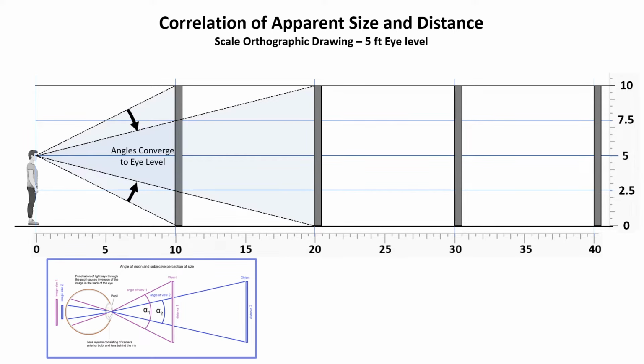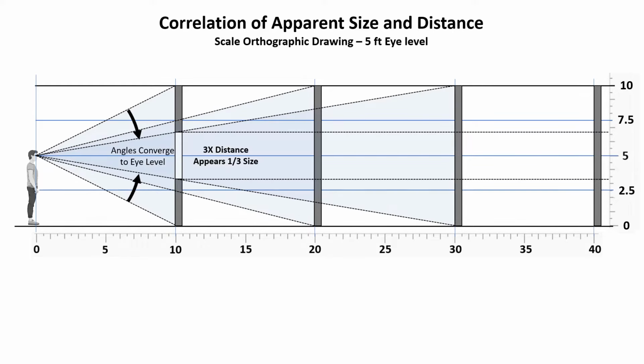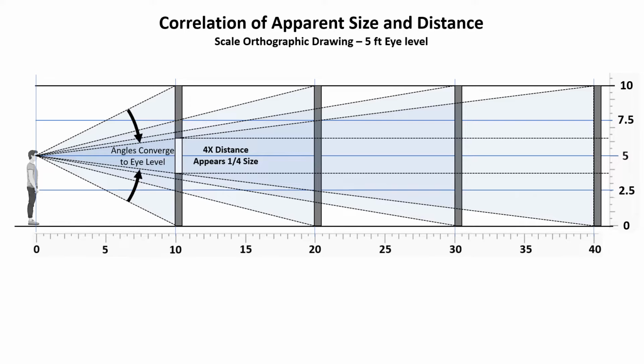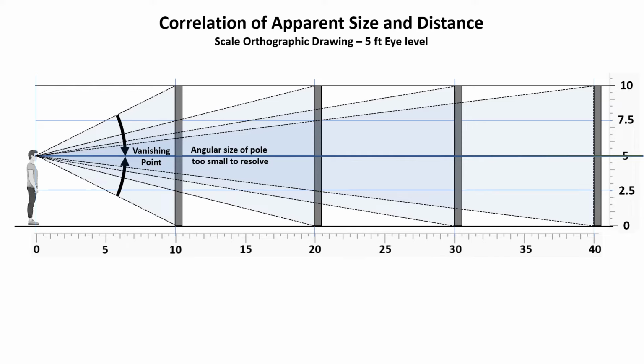This shows the difference of the angular size between the first and second poles. And the correlation is that the second pole appears to be half the size since it is twice the distance. And this correlation continues because it appears to be 1/3 the size at 3 times the distance, and 1/4 the size at 4 times the distance. And of course the fourth pole appears to be half the size of the second pole because it is twice the distance. Now if those poles continued off into the distance, eventually the angular size of the pole would be too small to resolve, and that would be the vanishing point.